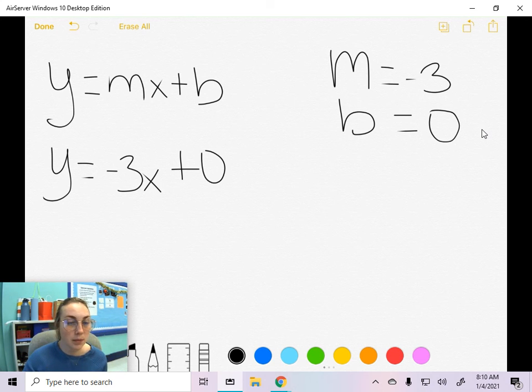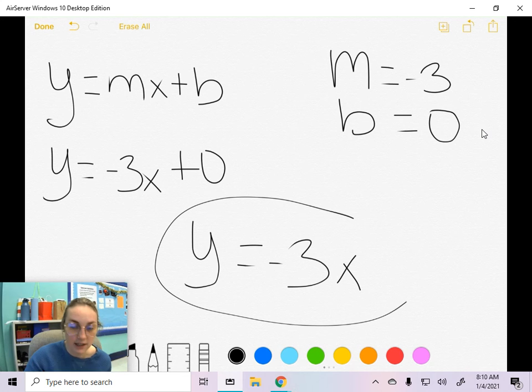Now again, you don't have to put plus 0 on anything. It doesn't add or take away. So our answer is going to be y equals negative 3x. And if you remember from a few weeks ago, this would be a proportional equation because the y-intercept is 0. Okay, so that's all this is. That's the equation for this table.